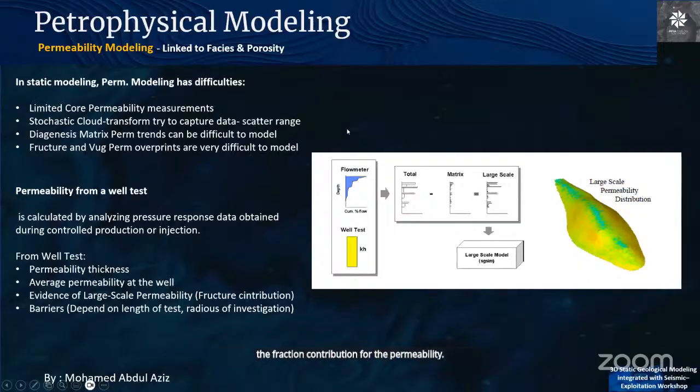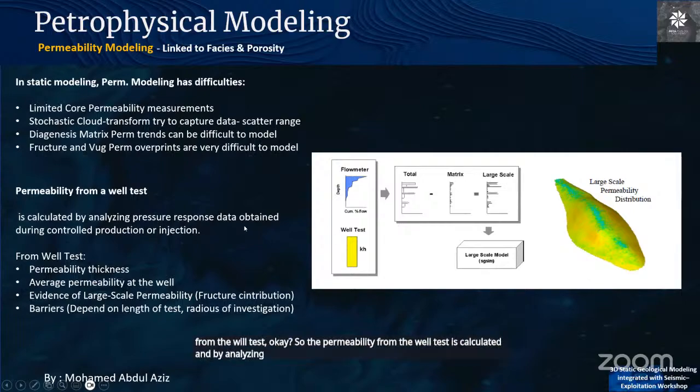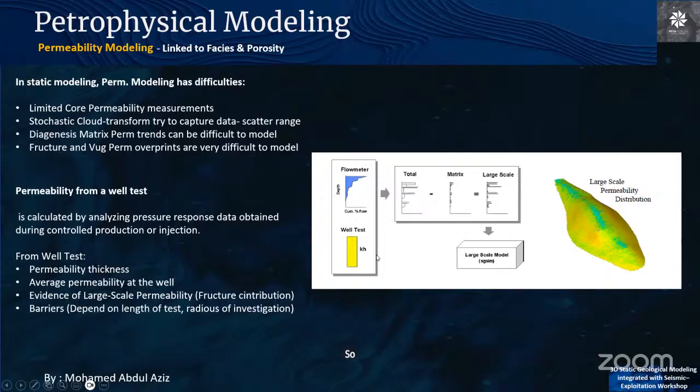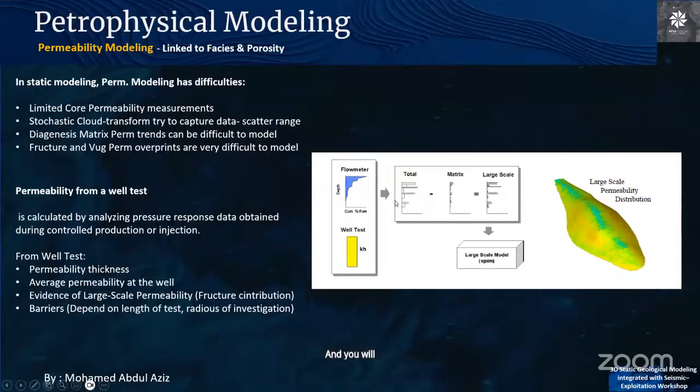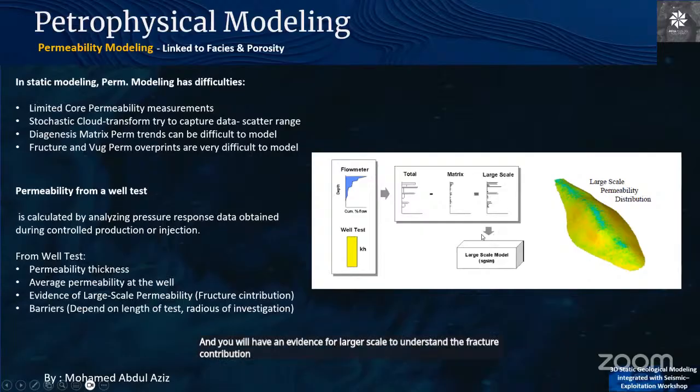So where did you get this information? From the well test. The permeability from the well test is calculated by analyzing pressure response data obtained during controlled production or injection. From the well test, using the flow meter in such an example, you know the permeability thickness. You can have an idea about the average permeability at each well, and you will have evidence at large scale to understand the fracture contribution, if you can remove the effect of the matrix from the total.